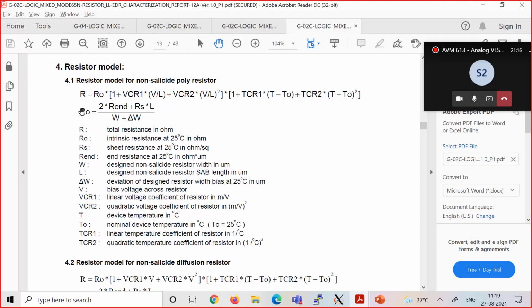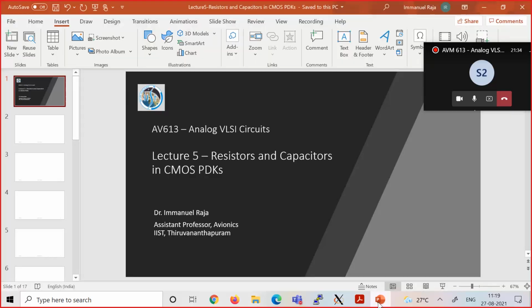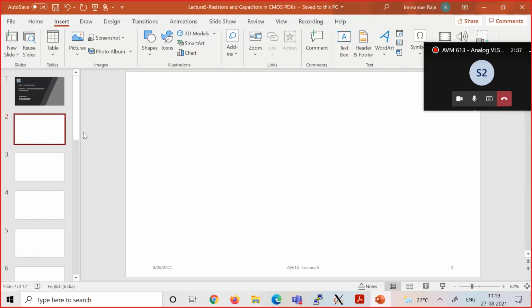We will go through all these terms, but if you look at this, R naught is 2 times R end. R end is those extension areas that you have at the end of the resistors, and the actual resistance is given by this sheet resistance formula. So what is sheet resistance? I don't know how many of you are familiar with the concept of sheet resistance.